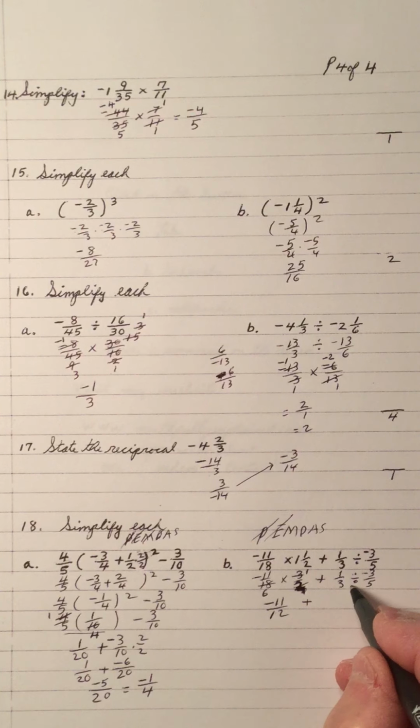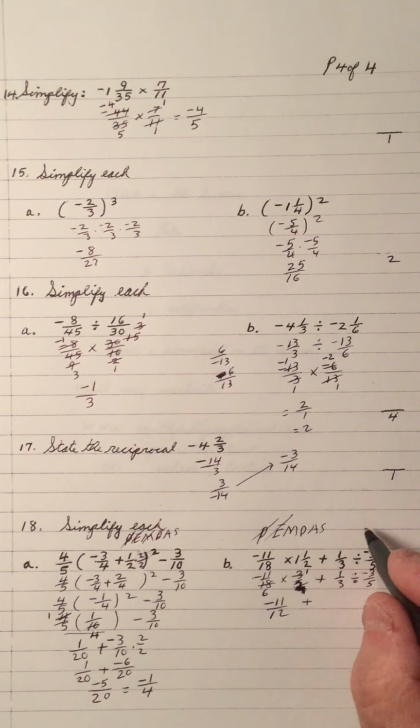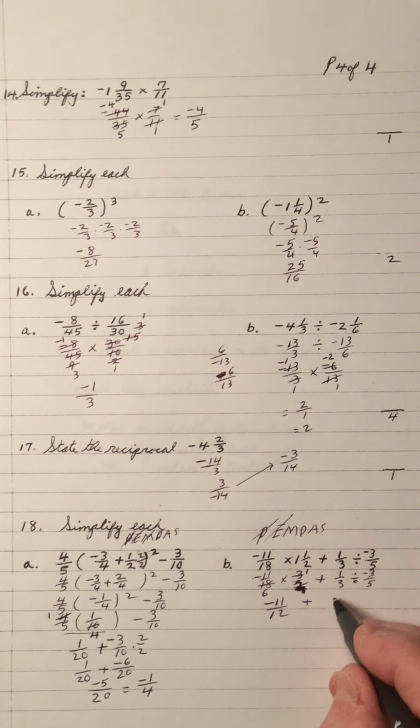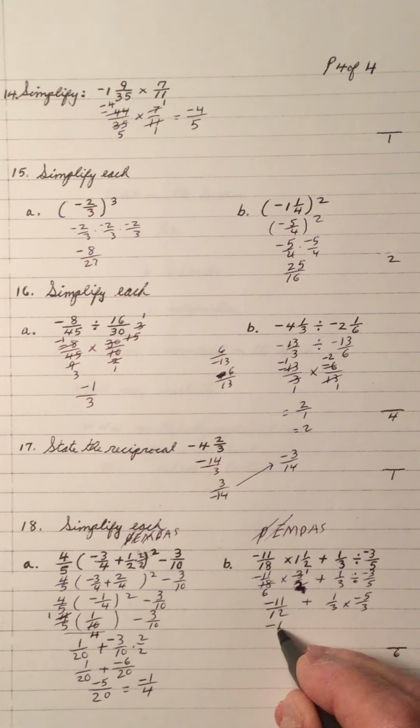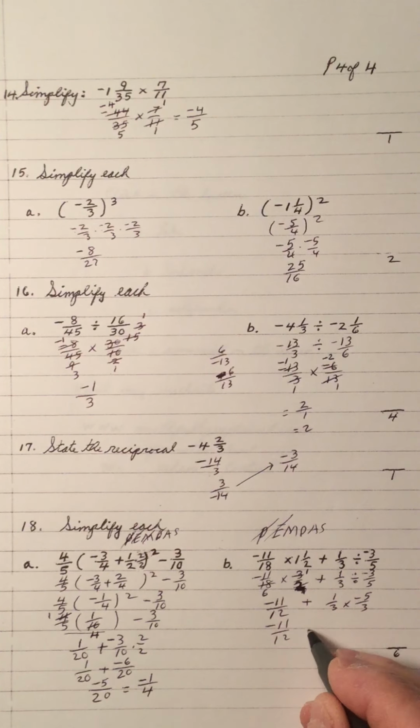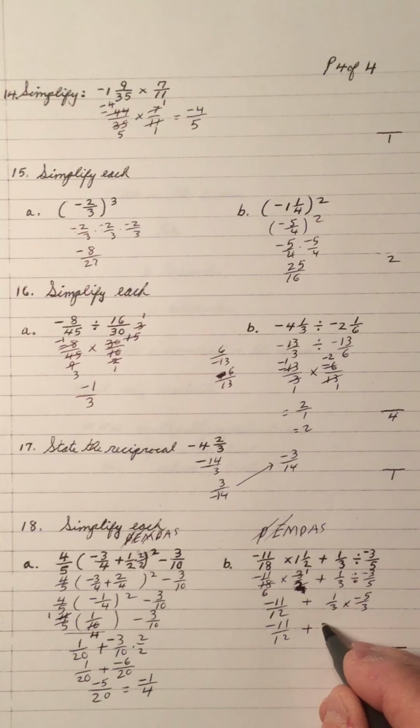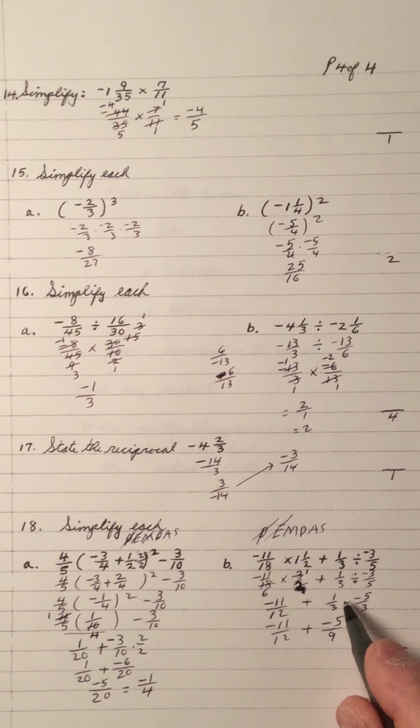I'm dividing, so let's work that out here. 1/3 times negative 5 over 3. Remember, the negative never goes in the bottom. So I got that multiplication done. This division is a negative 5 over 9, as you multiply by the reciprocal. Don't forget when you divide.